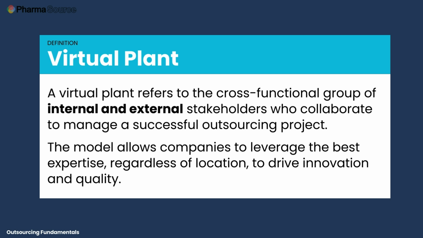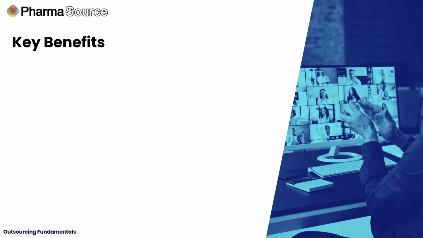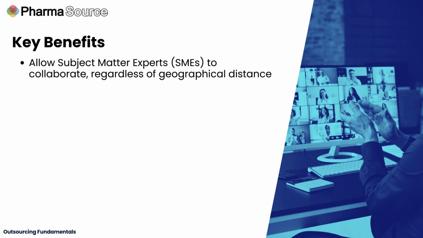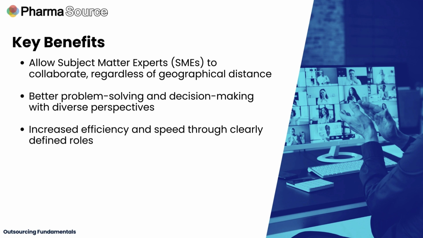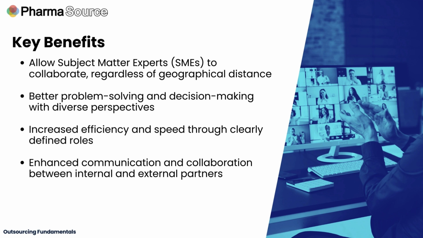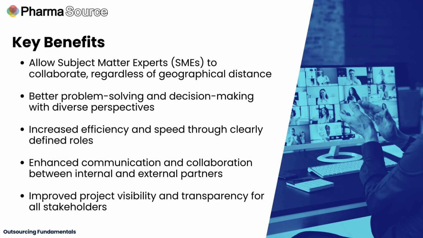As a definition, a virtual plant refers to the cross-functional group of internal and external stakeholders who collaborate to manage a successful outsourcing project. The model allows companies to leverage the best expertise, regardless of location, to drive innovation and quality. Some of the key benefits include allowing subject matter experts, referred to as SMEs, to collaborate, regardless of the geographical distance. This enables better problem solving and decision making with diverse perspectives. You can increase efficiency and speed through clearly defined roles, enhancing communication and collaboration between internal and external partners. And this model improves project visibility and transparency for all stakeholders.